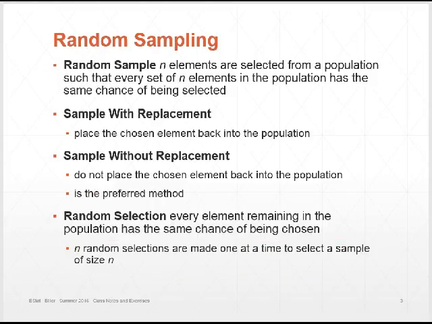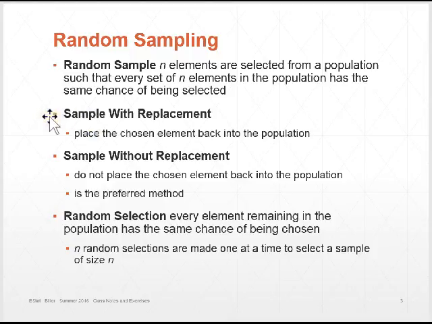The next concept we're going to look at is what is random sampling. The first item on this page is random sample, and this indicates that lowercase n, think sample size, that number of elements are selected from a population such that every set of that many elements in the population has the same chance of being selected.